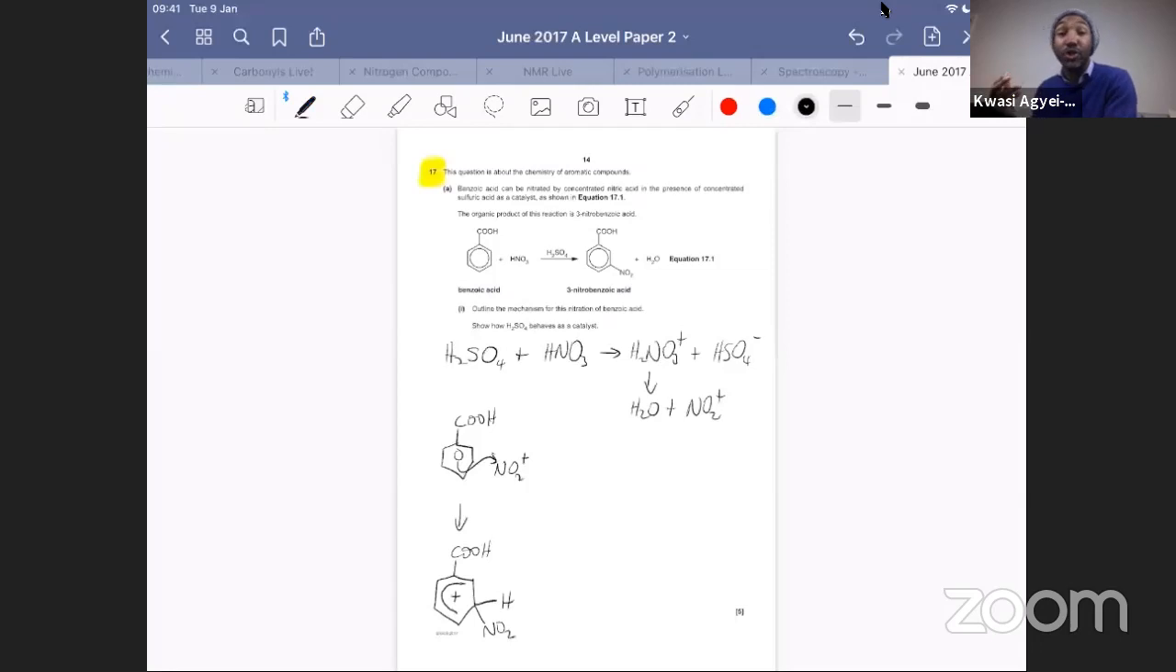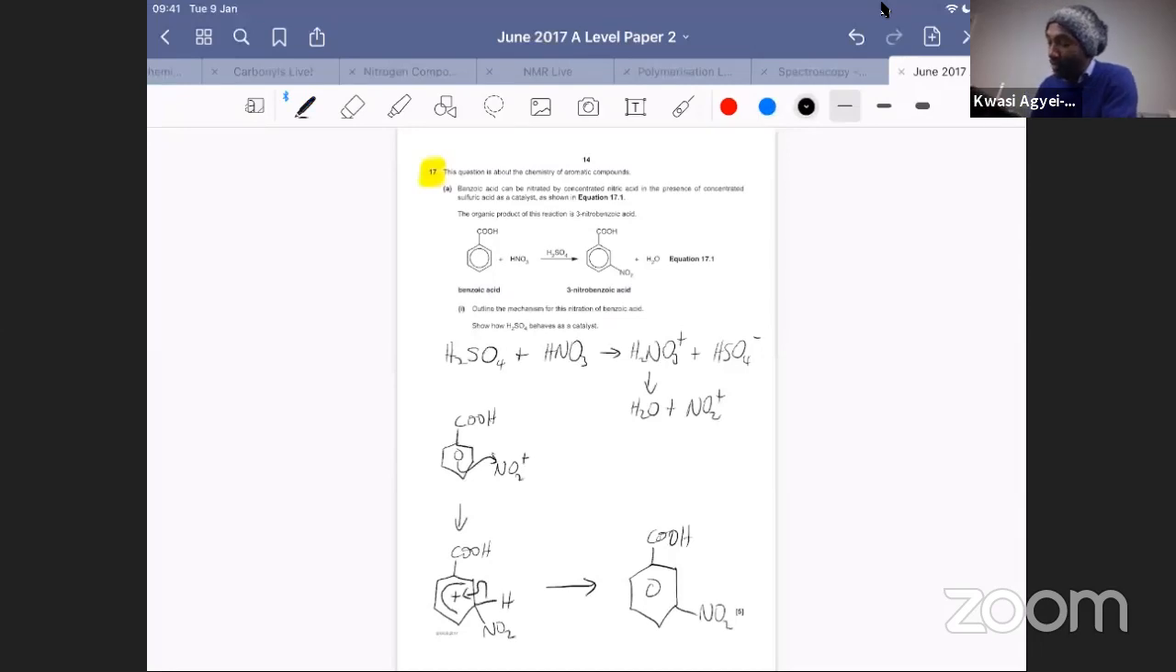Okay, and then we're going to restore the aromaticity of our ring by breaking the CH bond. So we show that by drawing a curly arrow from the middle of the CH bond back into your benzene to form a full complement of 6 pi electrons. So we've got our NO2 product formed. Okay, so we've been asked to outline the mechanism for this nitration of benzoic acid, but we're also asked to show how H2SO4 behaves as a catalyst.